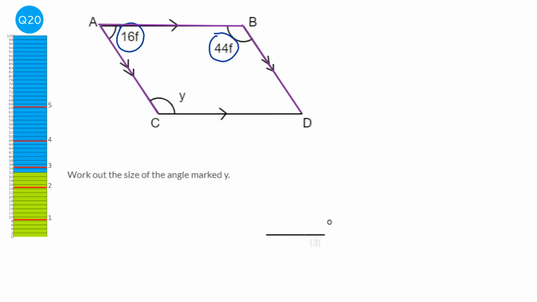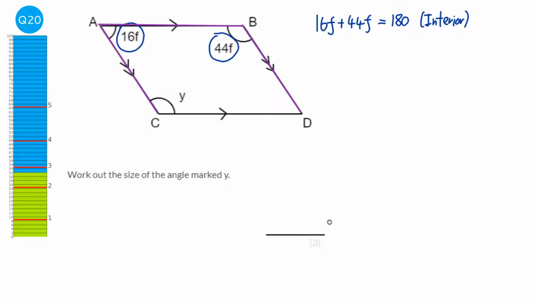So if we add them together, 16f plus 44f is going to equal 180 degrees. The reason for that is that they are interior. Now you could call that co-interior or allied angles or interior.